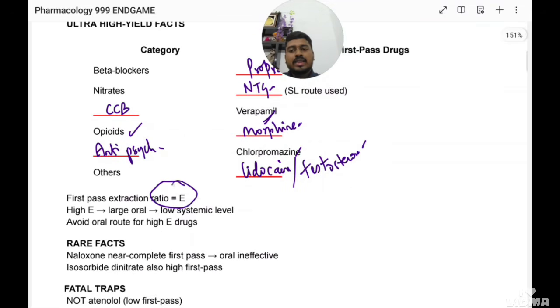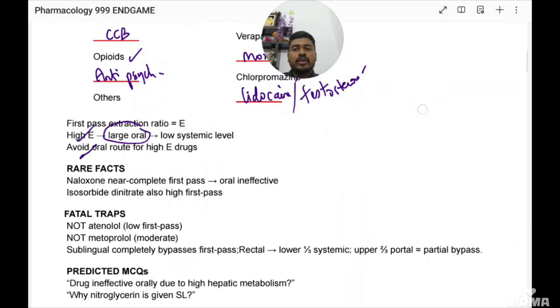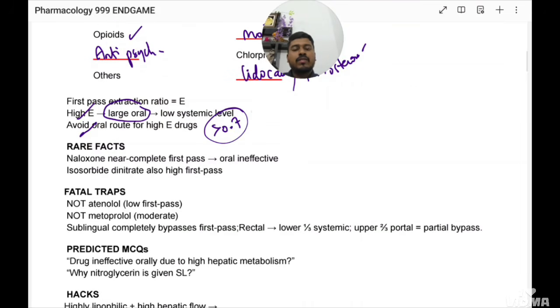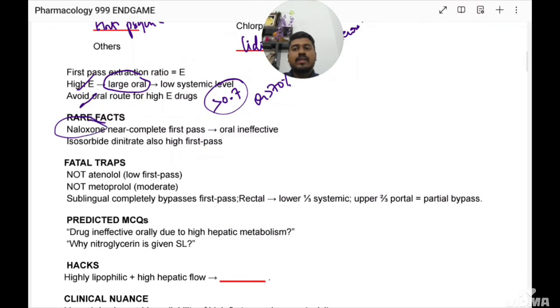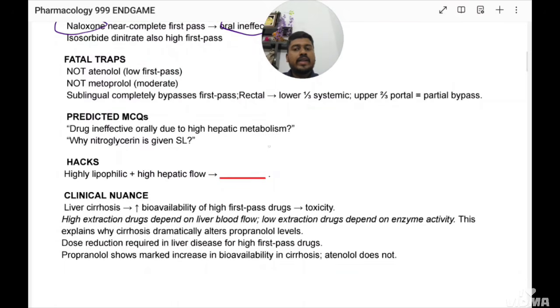First pass metabolism extraction ratio is E. So high E means it cannot be given by the oral route, because through the oral route there will be high first pass metabolism. So you have to avoid the oral route for drugs with an extraction ratio of more than 0.7, or 70%. Next, naloxone is ineffective orally because it has high first pass metabolism. Next, which drugs are ineffective orally due to high hepatic metabolism? We have seen these above; all those drugs given above are ineffective through the oral route. An example is naloxone.